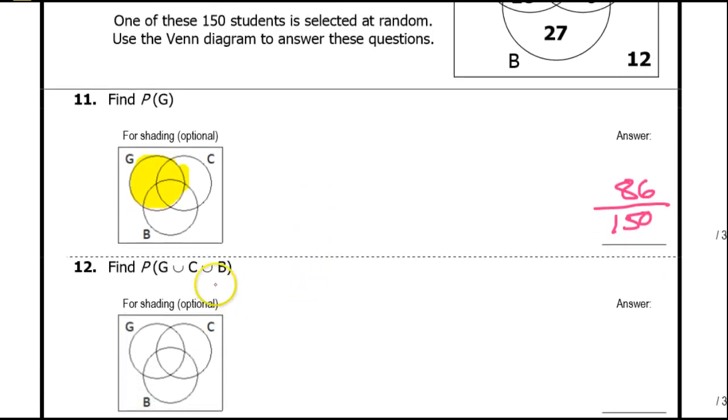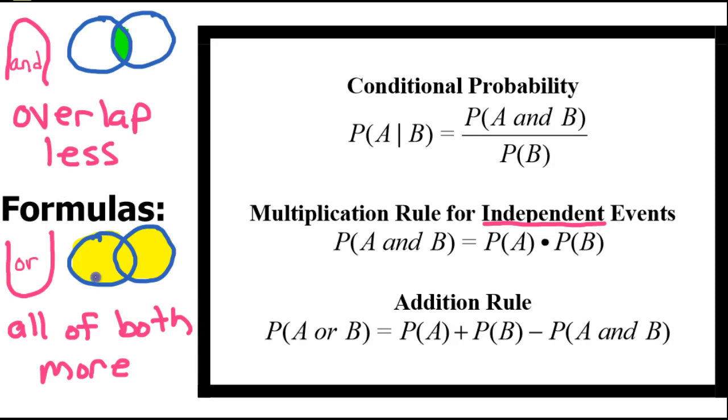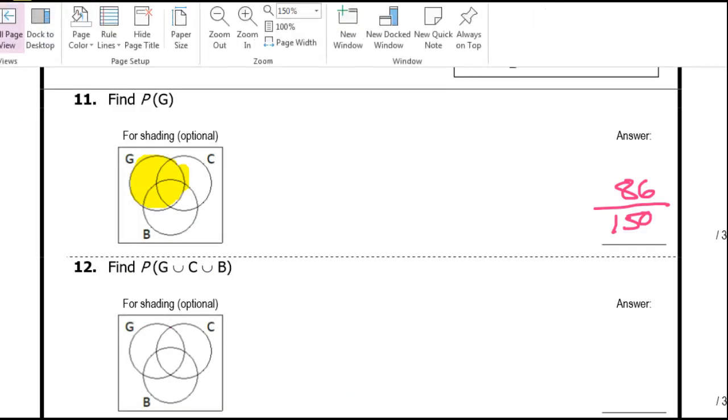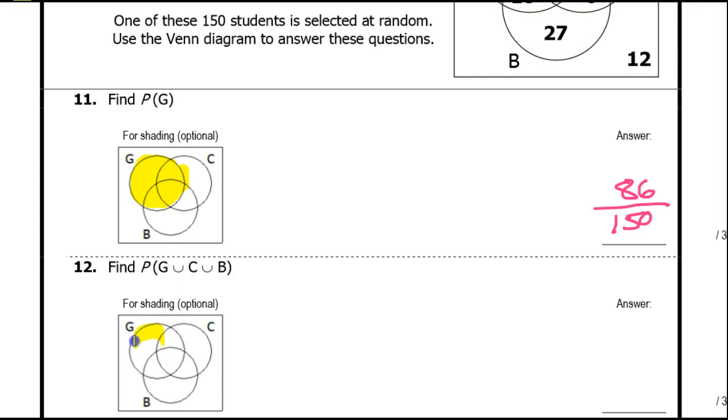Okay, interesting. So we have the probability of G or C or B. Remember, when we're doing an OR problem, it's all of both, but in this case it will be all of all three. So I'm shading this little model down here. It's going to be all of all three of these, like this. Forgive my coloring job. So that's what we're doing.